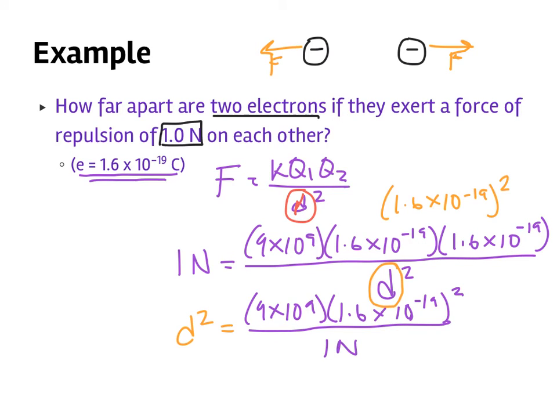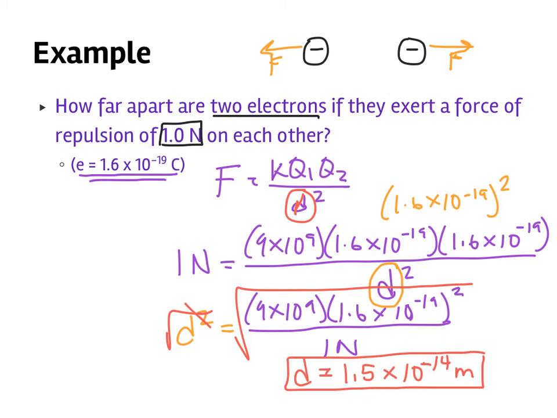And the last thing I'd have to do is obviously get rid of that square by square rooting, and I'd have to square root whatever I got there. So why don't you punch that into a calculator? Let's see what we get. And why don't you give it a shot? All right, and the answer you should get is 1.5 times 10 to the negative 14th meter. Remember, on your calculator, that E represents negative 14.